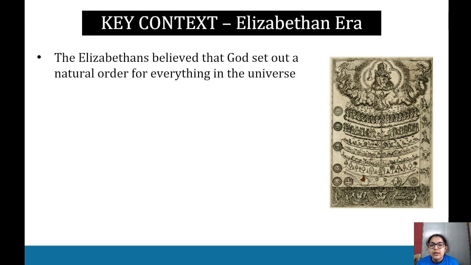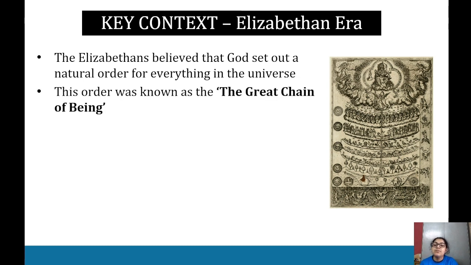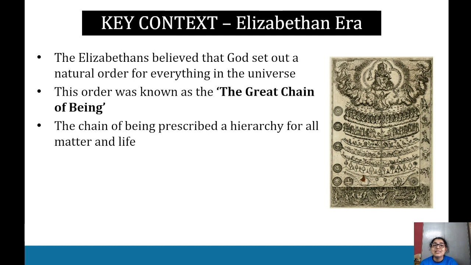Now, key context: the Elizabethan era. Remember, the Elizabethans believed that God set out a natural order for everything in the universe. Everything was tied down by fate. This order is known as the Great Chain of Being. It's a hierarchy. The chain of being prescribed a hierarchy for all matter of life.